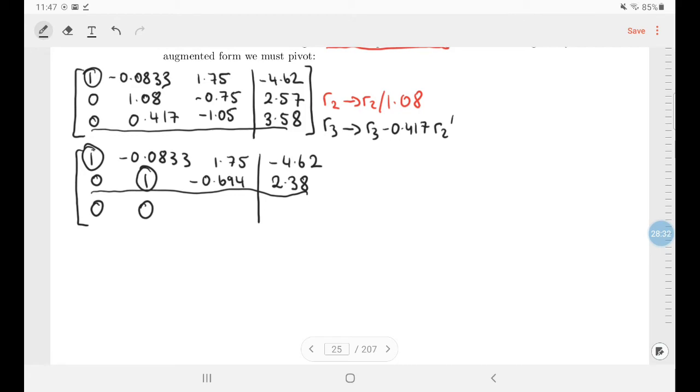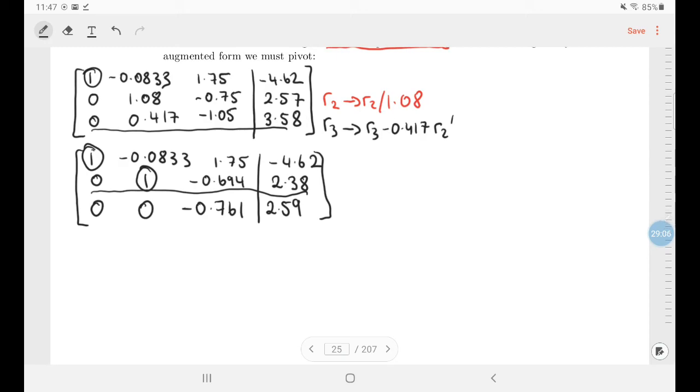Minus 0.694. To 3 significant figures I get minus 0.761. And the last one is 3.58 minus 0.417 by 2.38, which is 2.59. Actually optimistic. Now when I paused the video, I threw the equation into some software, the simple linear system, so I know what the answers are supposed to be.